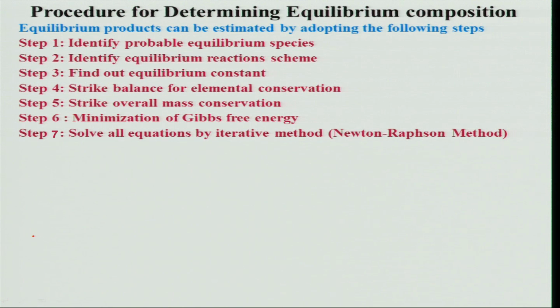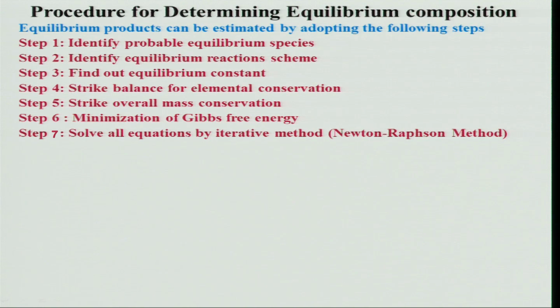Of course, you need to have some experience, and even if you choose something just by guessing, you can figure out at the end of this calculation whether it is worth doing. If the composition is very much less compared to the major component, you can neglect it, but you will have to pay a price for that, because the number of equations will increase. Then you need to identify the equilibrium reaction scheme, which is also an important aspect. These reactions must be elementary in nature, which is a very important point.